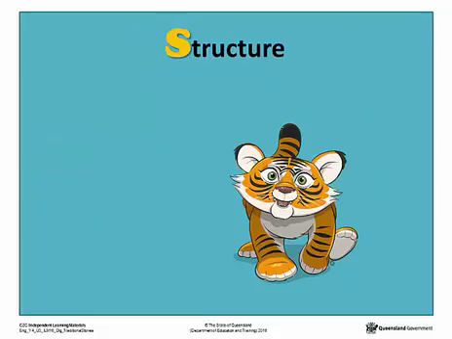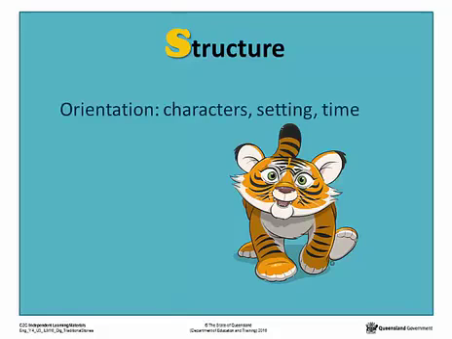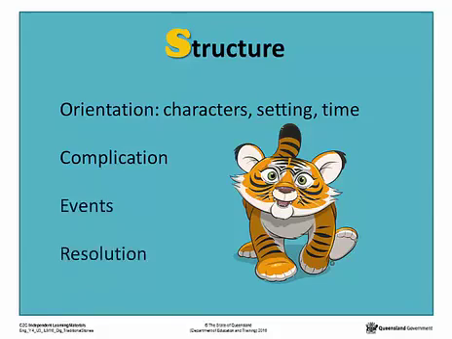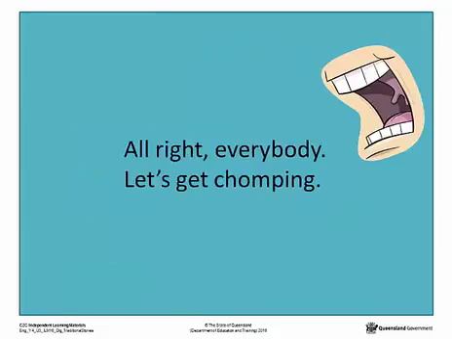And the last letter in the word CHOMPS is S. S for structure. That means the way it is made up. Folk tales have a narrative structure. That means they have an orientation or introduction. This is where the storyteller introduces the characters, the setting, and the time, such as long, long ago, once upon a time. Then there is the complication. This is the problem that happens. There is a series of events that happen, and then the resolution, or the way the complication or problem is resolved or solved. All right, everybody, let's get chomping!